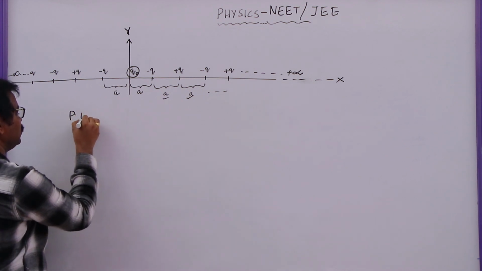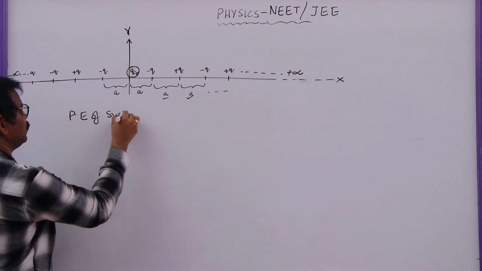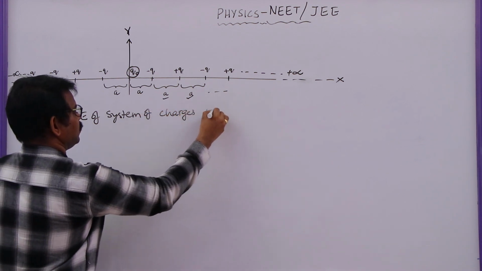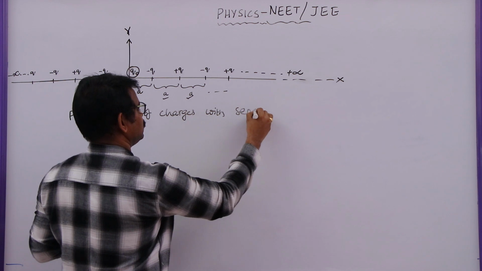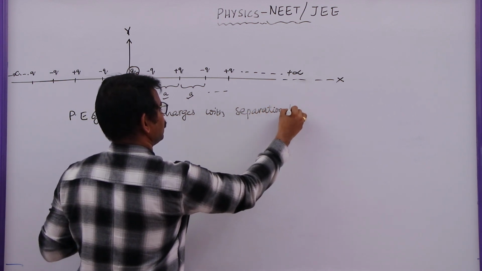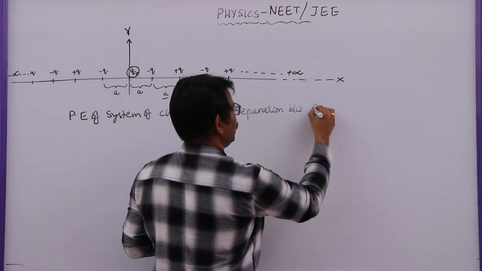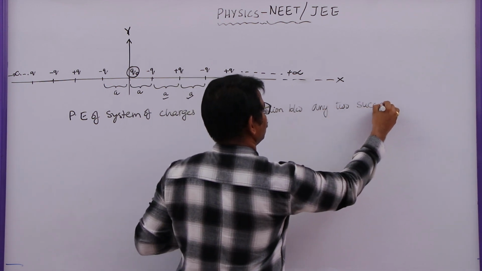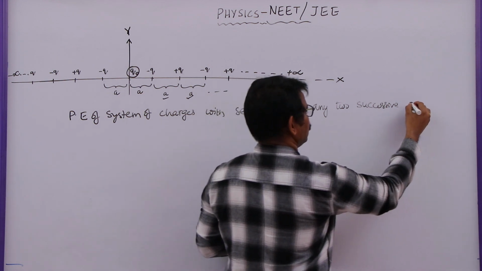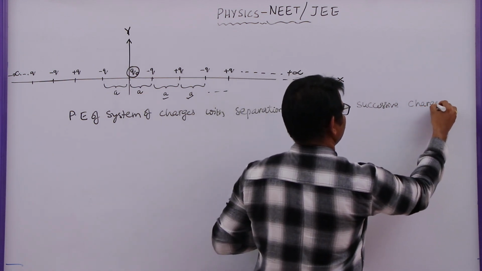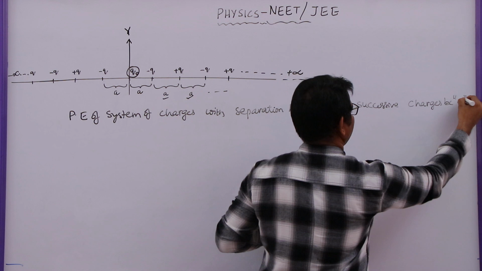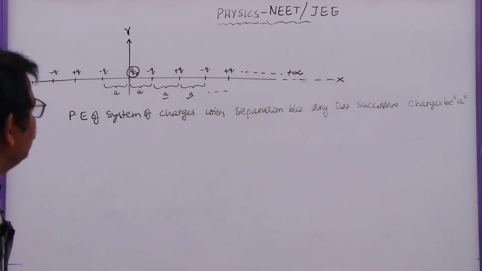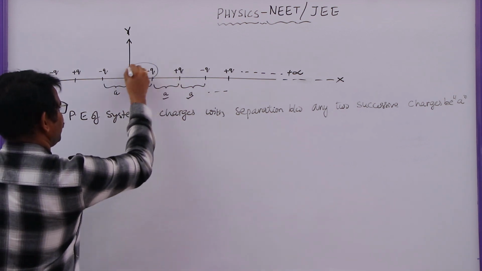So the potential energy of the system of charges with separation between any two successive charges a. To find this, first we will take one of the pairs here.